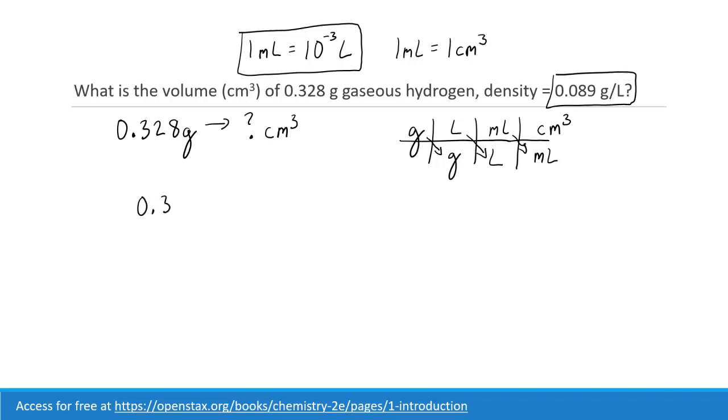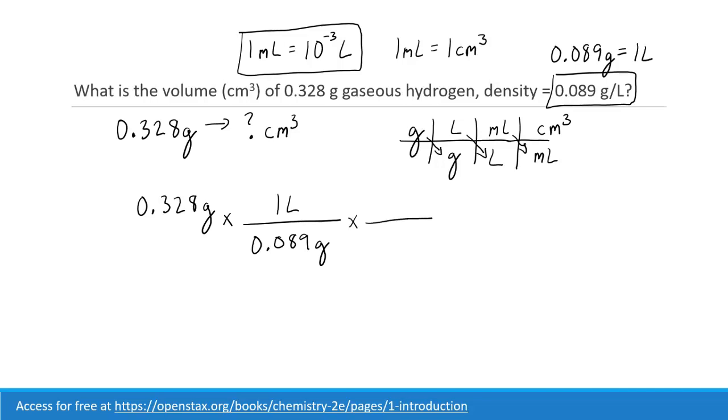Starting with 0.328 grams and multiplying by the first conversion factor with liters on top and grams on bottom, the 0.089 grams will go on the bottom of the fraction and 1 liter on top. Again, remember, if you want to take the density and change it into an equality, you first write 0.089 grams equals 1 liter.